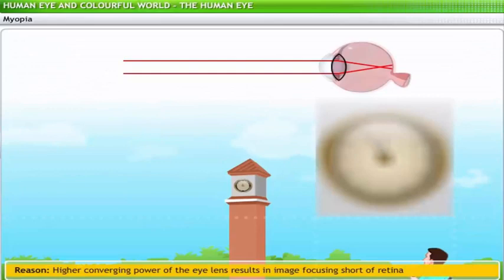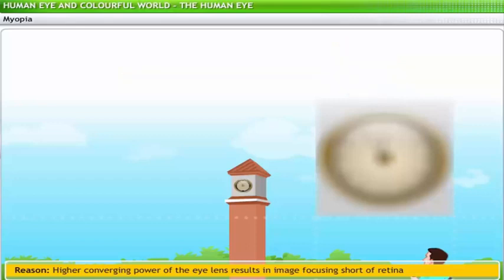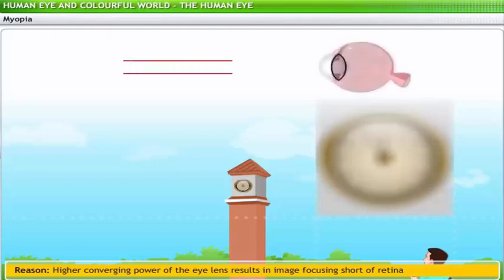Myopia occurs when the converging power of the eye lens is higher than normal. In such cases, the ciliary muscles do not relax sufficiently. Due to this, the parallel light rays that are reflected from a distant object are focused at a position before the retina, instead of on a position on the retina.